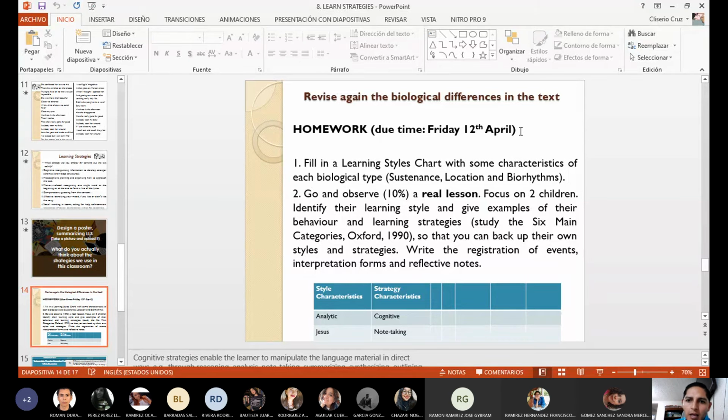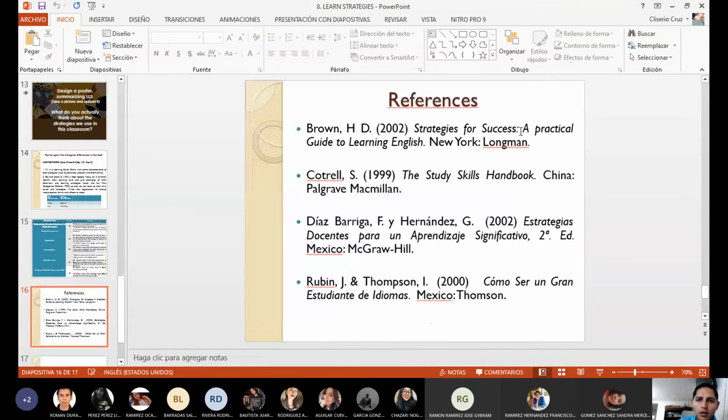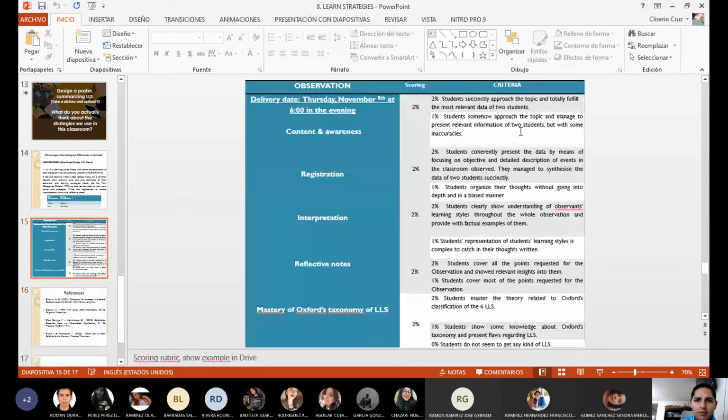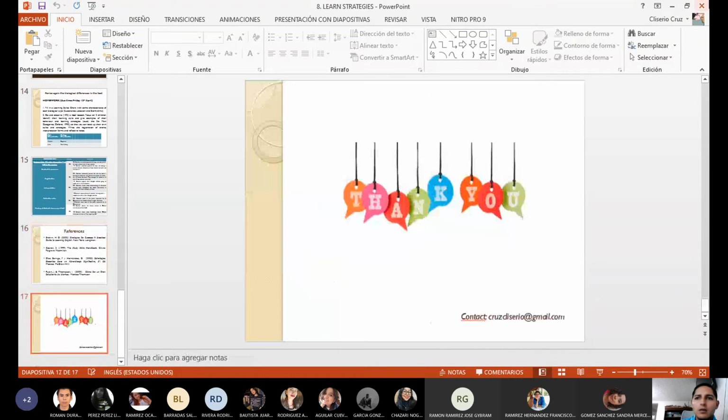The activity for learning styles and strategies was already delivered. I'm going to check it, and well, there is a scoring rubric for your task, so that you can be scored.